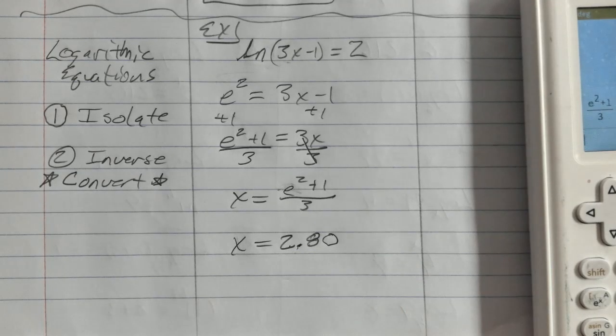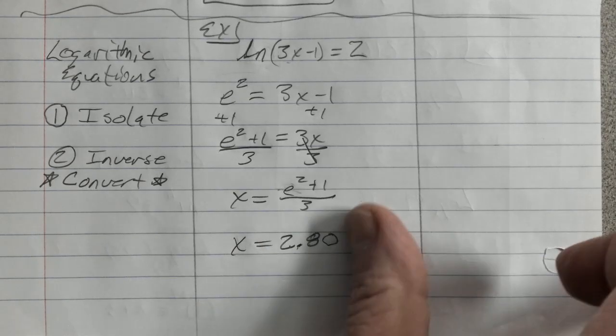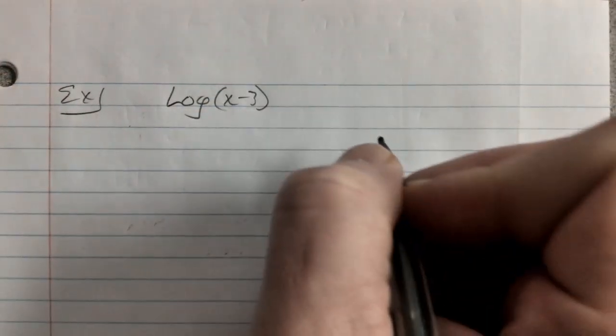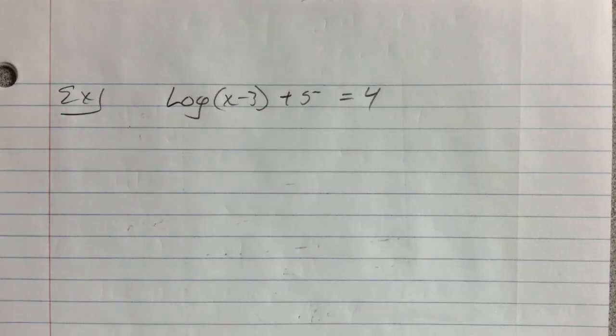Let's try one more. Oh yeah, let's do one more. Last example, and then that's all that your homework is. We have the log of x minus 3 plus 5 equals 4.